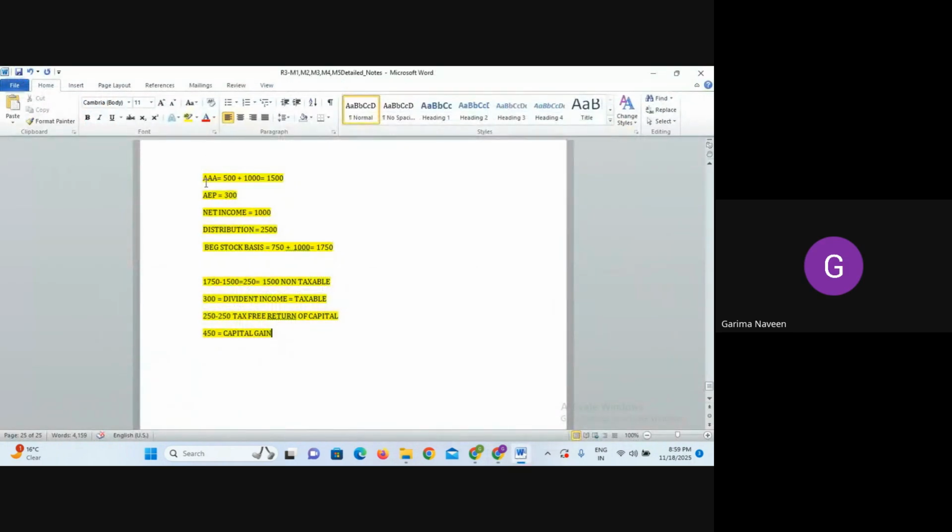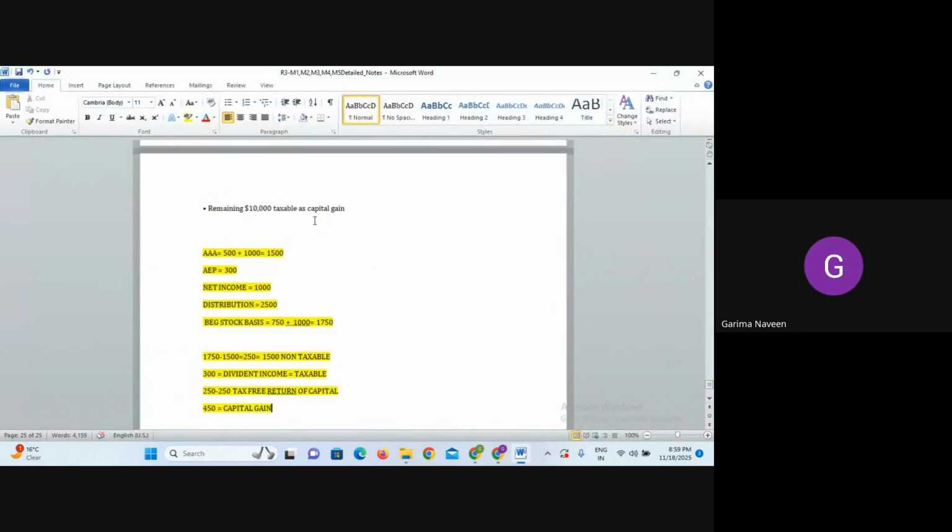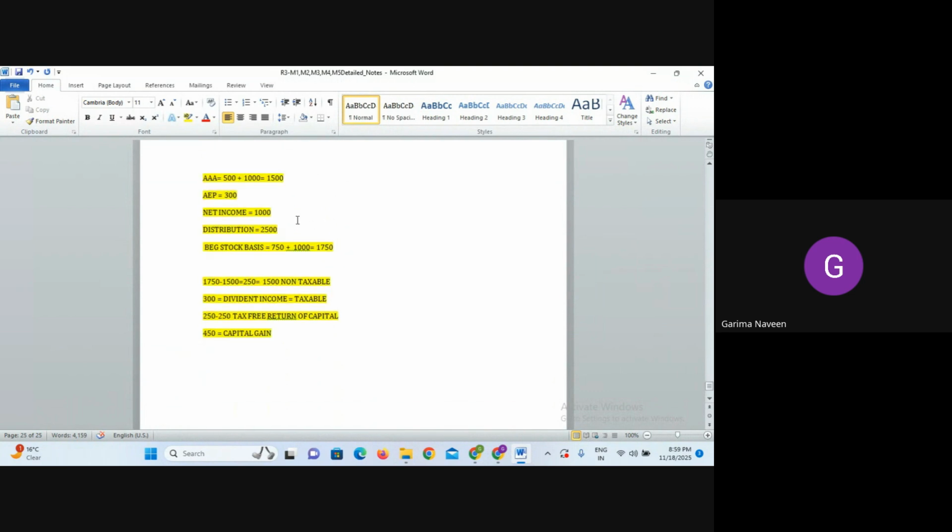So this is about how a distribution is taxable to the shareholder. First you have to check whether the beginning balance is given or the ending balance is given. If it is a beginning balance, then you need to do the adjustments related to your income and your expenses. If you have expenses, you need to reduce them from your AAA account and from your stock basis. So first you calculate your ending stock basis and ending AAA balance. Then do the adjustment for distribution.